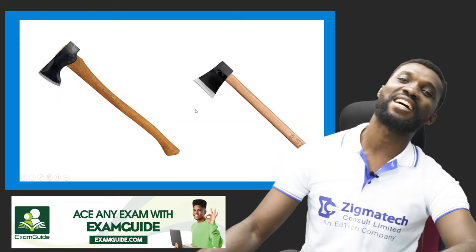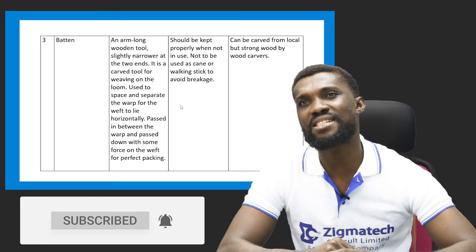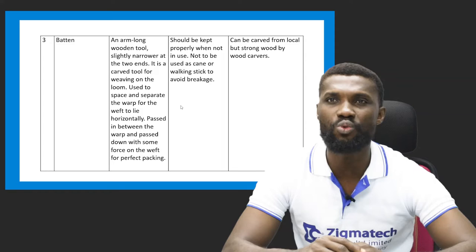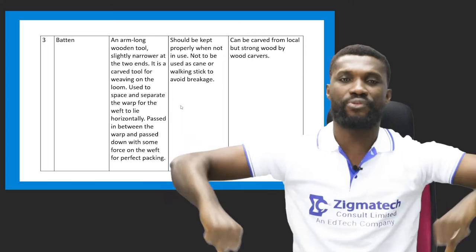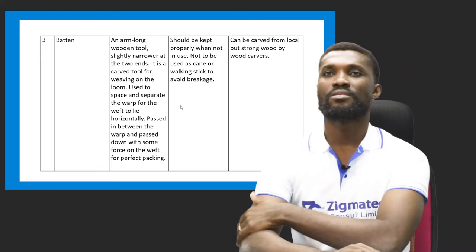All right, so now the next thing we're going to look at is the batten. The batten is a long wooden arm, slightly narrowed at the two ends. It is a carved tool for weaving on the loom. You see the batten more on the loom. Don't worry, I will show you what a loom is. A loom is a weaving machine where you weave clothes. For those of you that know the aso oke and the akwete, it is done on the what? On the loom.